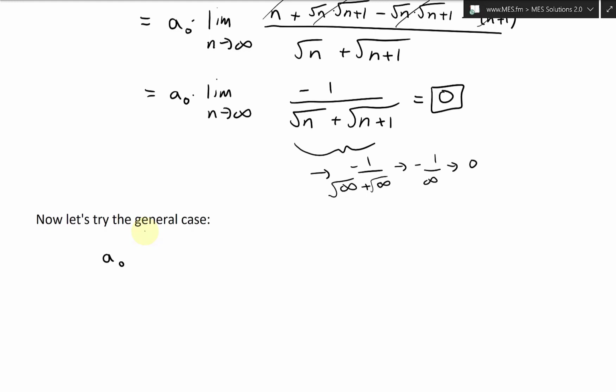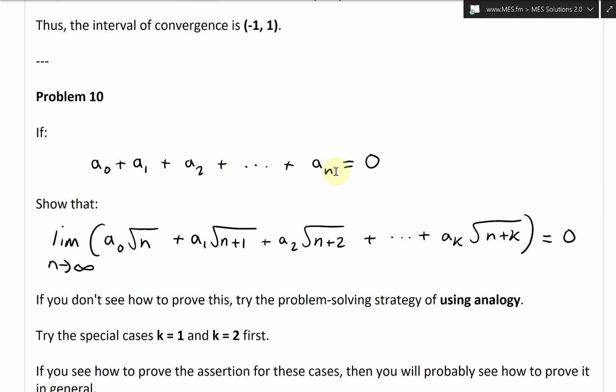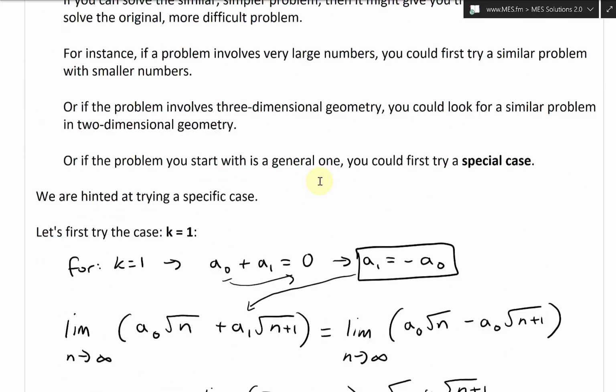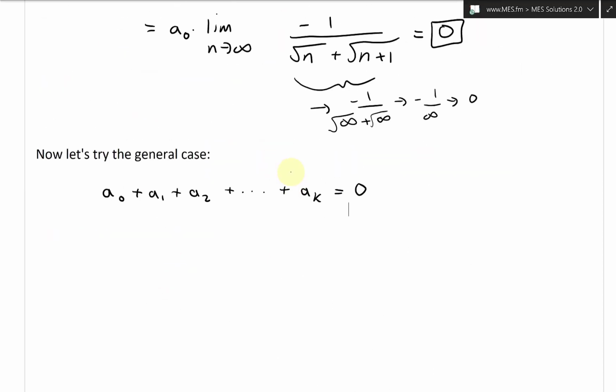So we're given that a0 plus a1 plus a2 plus up to ak is equal to 0. So that is what we're given. Remember, for k equals 1, we just had a0 plus a1, etc. But now we have all the way to ak. And we're going to do the same thing. If we had a1 equal to minus a0, then for k equals n it would just be minus everything else. And now we're going to move all this over to the other side.